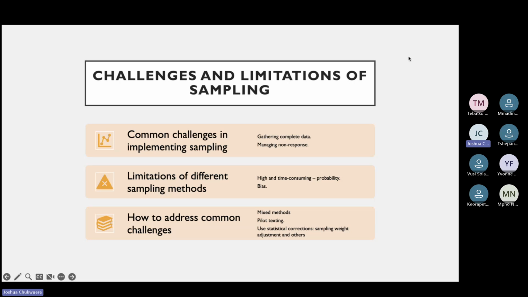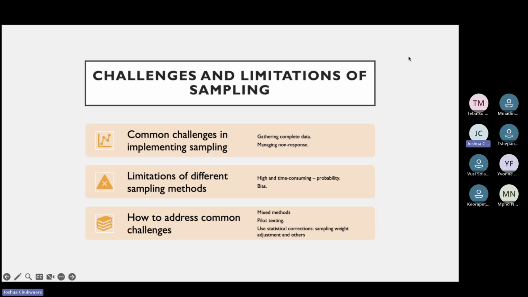Challenges and limitations of sampling. What are the common challenges in implementing sampling? In this case, gathering complete data. It's always challenging. You say, okay, out of 10,000, I'm looking at 350 participants. Getting those 350 participants is always challenging.